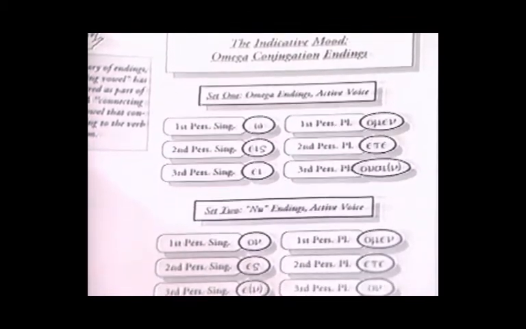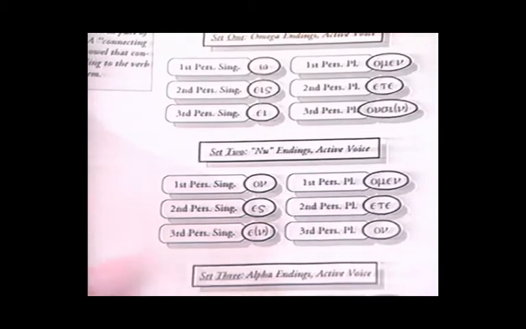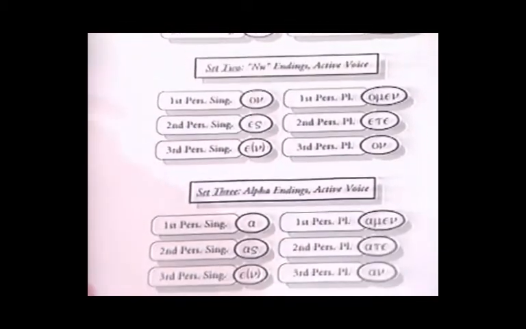Set 2 endings, called the nu endings. The first singular, on. The second singular, es. The third singular, en. The first plural, omen. The second, ete. The third plural, on.